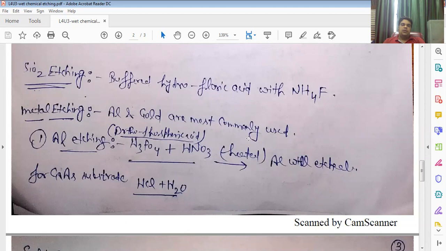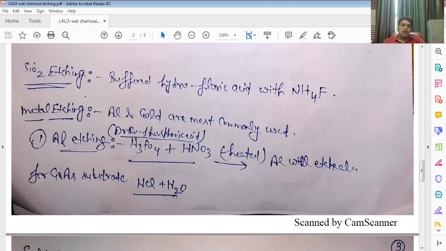Next is metal etching. Aluminium and gold are the two most commonly used metals. In order to etch aluminium, you should use orthophosphoric acid with nitric acid, a solution of H3PO4 and HNO3. Heat it at some temperature, and aluminium will be etched.